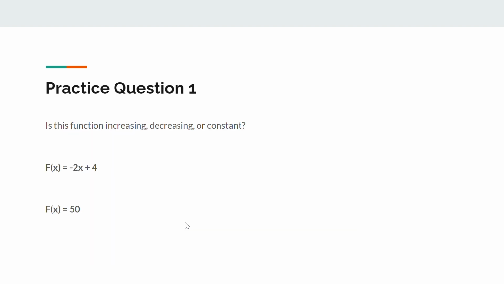So let's do some practice questions. First one: is this function increasing, decreasing, or constant? I'll give you guys 30 seconds to work on this, starting from now.